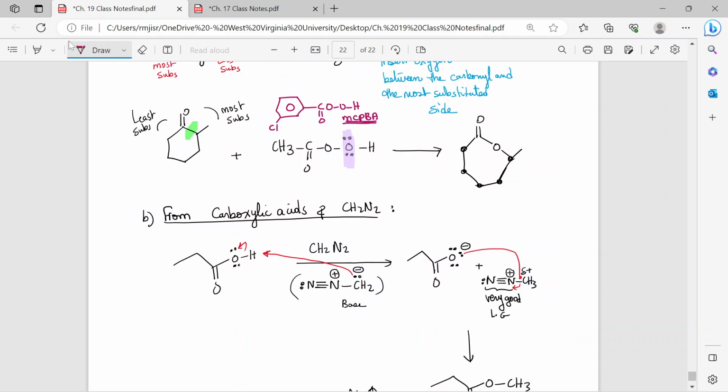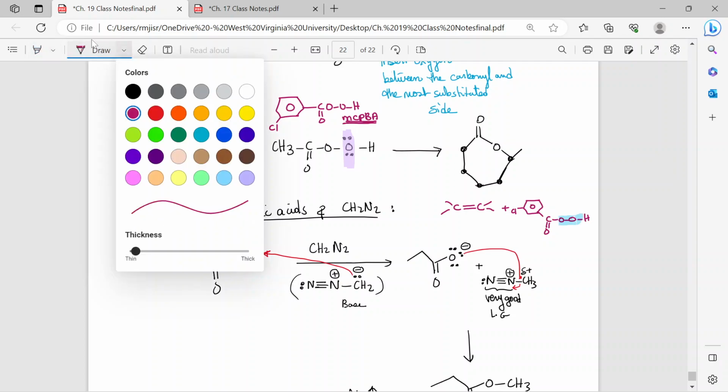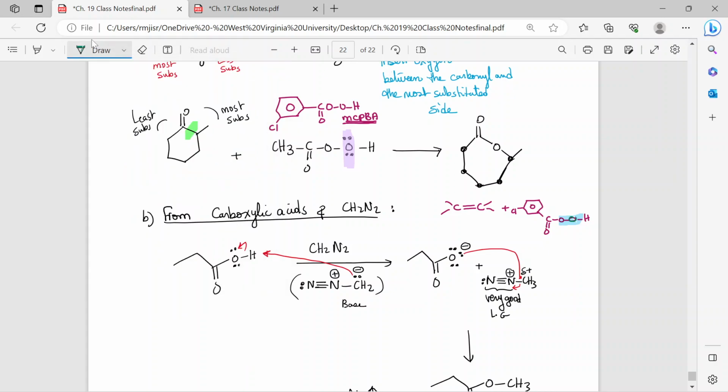Just as a revision, what MCPBA does, if you have an alkene and you react the alkene with the MCPBA. So let's go ahead and draw its structure in there, because here it's the same concept. This is the meta-chloroperoxybenzoic acid, and it's a peroxy because of the two oxygens that are connected with each other. So the whole idea here is that the oxygen that is connected to the hydrogen, so this oxygen over here, is going to come and insert itself between the carbons of the double bond.